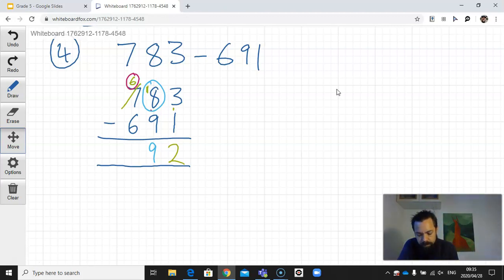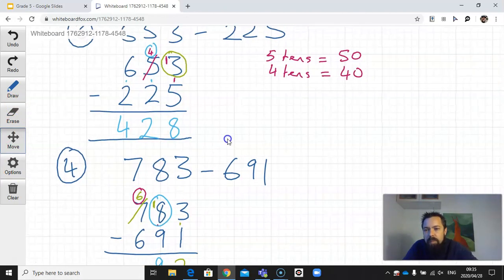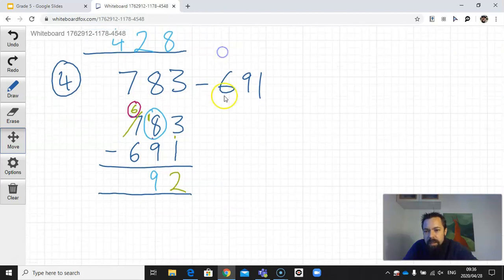Okay, so in number 3, our borrowing was we borrowed from the tens for the units, and in the next one we borrowed from the hundreds for the tens. You always borrow from the neighbor on the left.